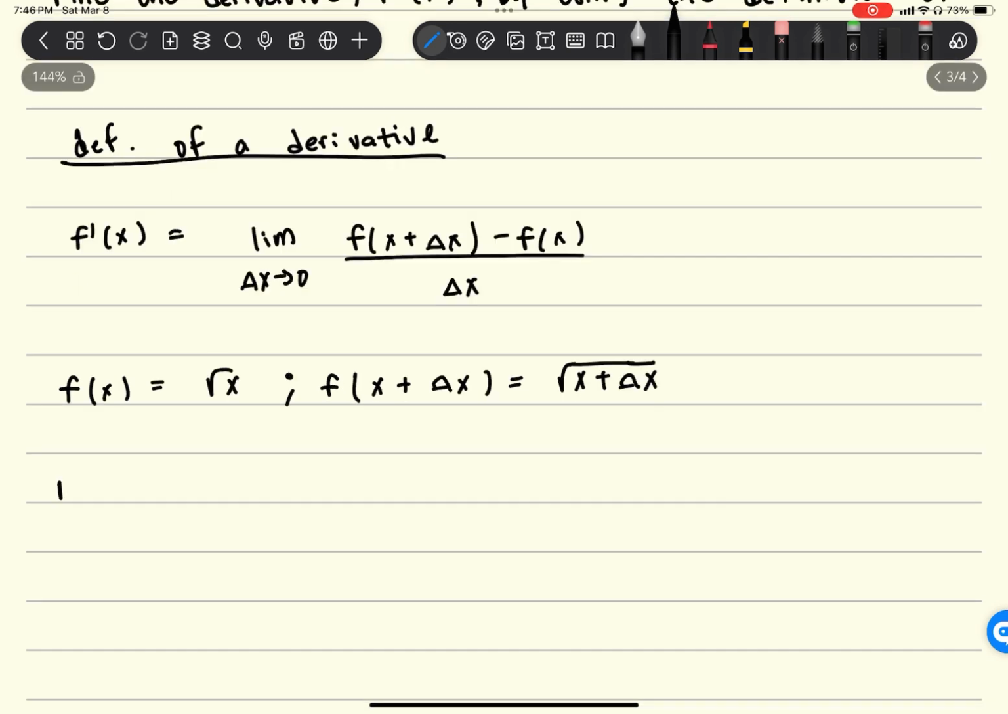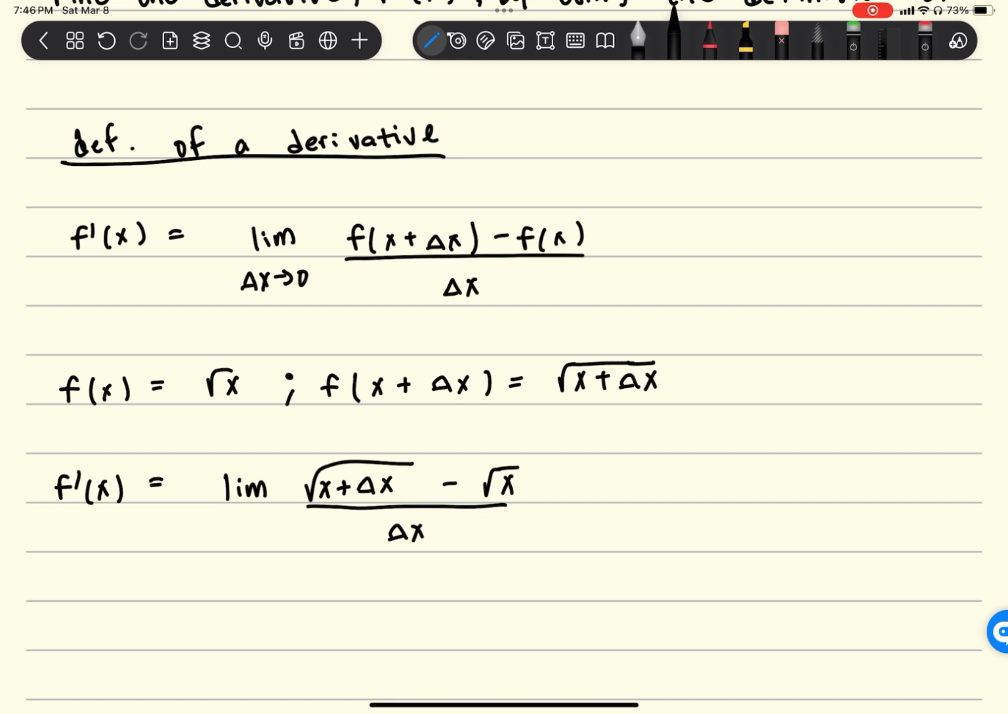So we're going to have f prime of x is equal to the limit of f of x plus delta x, which is the square root of x plus delta x, minus f of x, which is just the square root of x, divided by delta x, and as delta x approaches 0. Alright, so if you can go ahead and get this far along, this is the calculus step. Everything after this is simplification through algebraic manipulation.